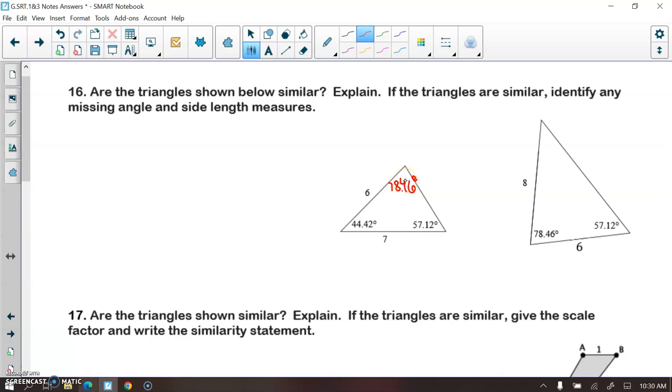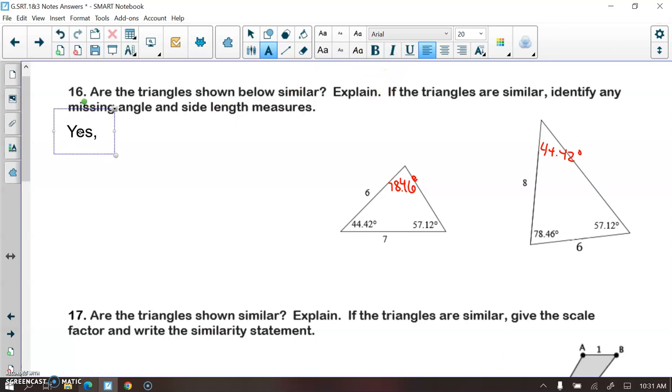And using the triangle sum theorem on my larger triangle, I wind up with this top angle being 44.42 degrees. So it says, are the two triangles similar? We are going to write yes. It does say to explain, they are similar by AA similarity, because I have three pairs of corresponding angles congruent. However, I only need two pairs of corresponding angles congruent to say that they're similar. So let's make sure that we're using AA similarity and not AAA similarity.